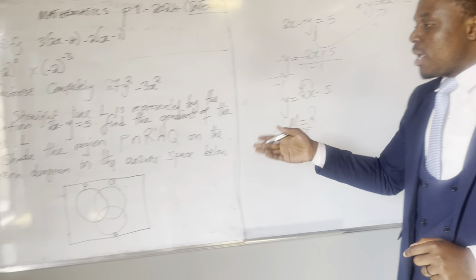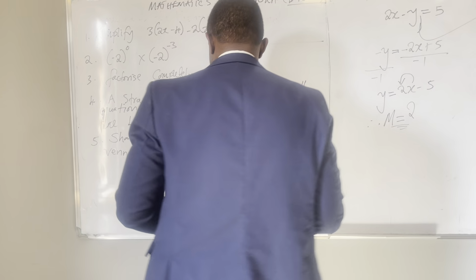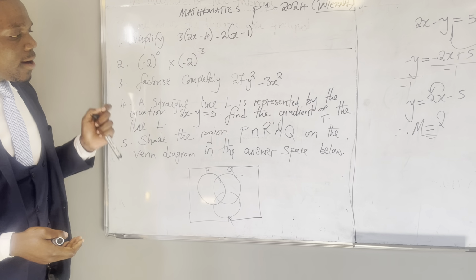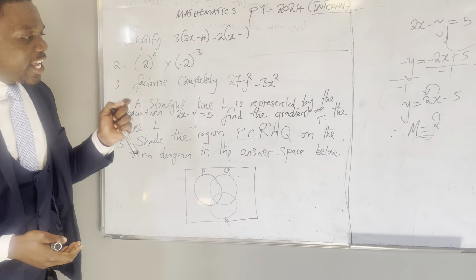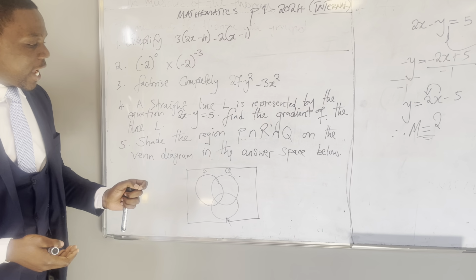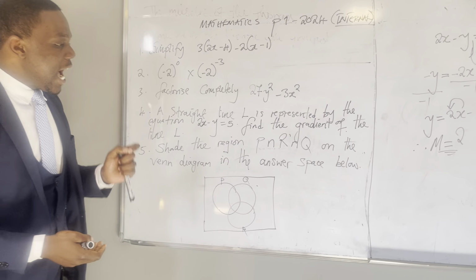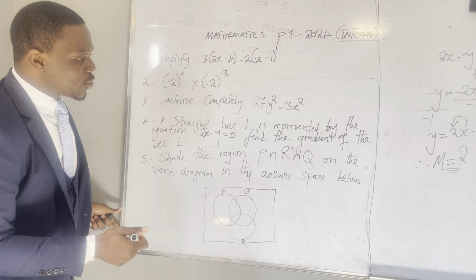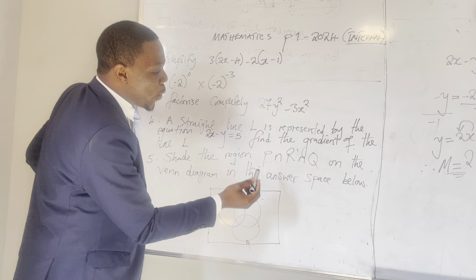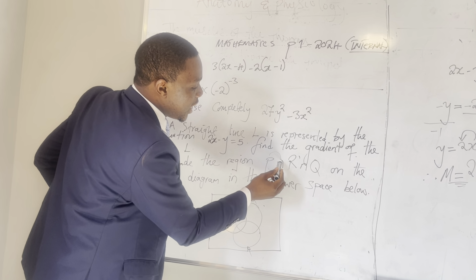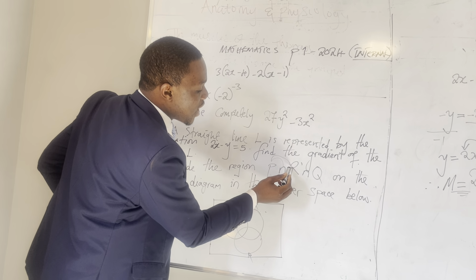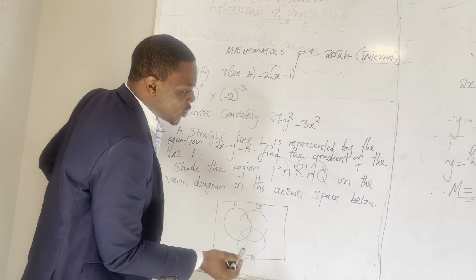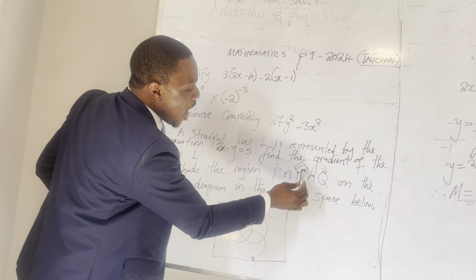And the last one, I can answer it from this end. Shade the region P intersection R complement intersection Q on the Venn diagram in the answer space below. So this is the Venn diagram that we have. What does this mean? We are interested in P, where P is intersecting with R complement, and where it is intersecting with Q.